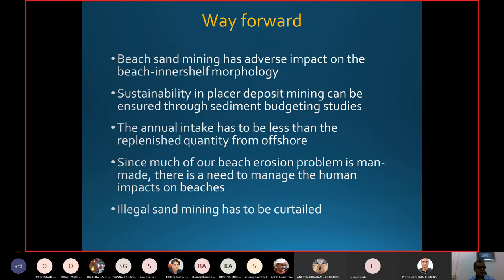Since much of the beach erosion problem is man-made, there is a need to manage the human impact on the beach. I think this is very clear. Beach erosion is not caused if you allow the beach to play its role; no erosion takes place. The beach builds up during the fair weather period, and you all can go to the beach. But if you artificially take away the material, you are going to create a very havoc situation in that area.